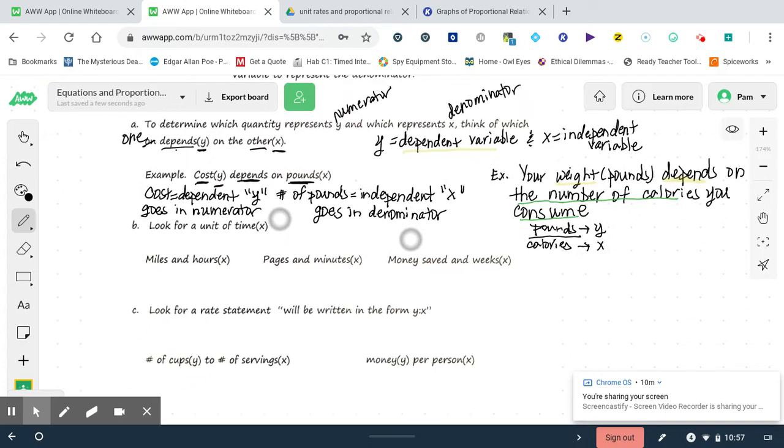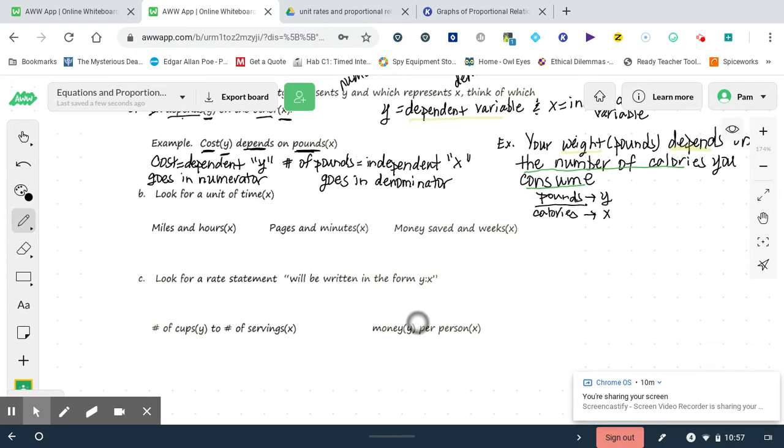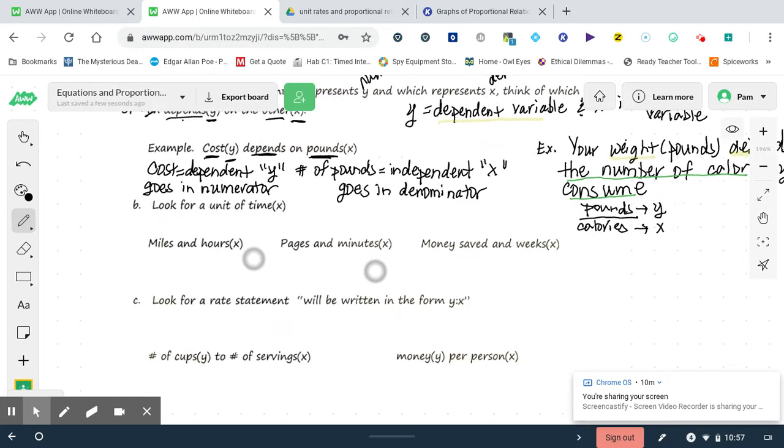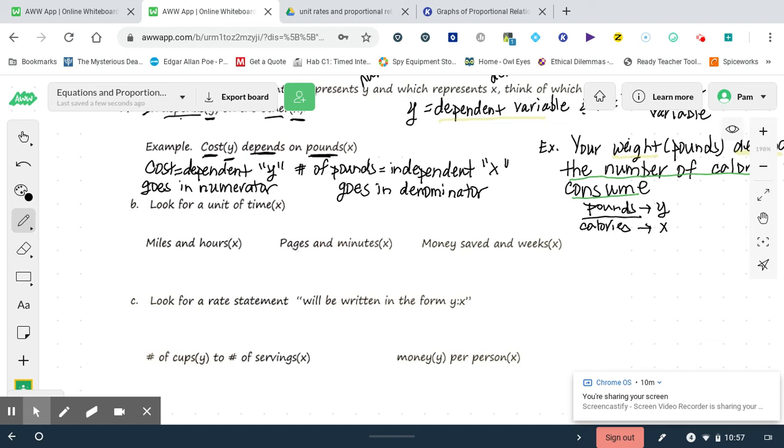All right, let's take a look at the next one. A talked about dependency. Which one is dependent on the other one? The dependent variable is y, the other one is x. But B is going to talk about a unit of time. If you ever see a unit of time, it's automatically going to be x. Like you have miles and hours when you're talking about driving or speed. Hours is a unit of time, so it's automatically going to be x.